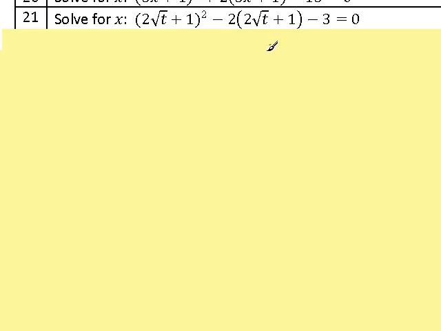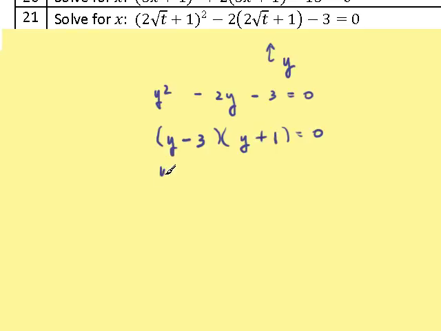Alright, again, quadratic-like. Okay, we're going to put y equals 2 times square root t plus 1, so let's see, we have y squared minus 2y minus 3 equals 0. Factor, we have y minus 3, y plus 1. And the y solutions. Alright, now let's substitute back. And we have 2 square root t plus 1 is equal to 3. 2 square root t plus 1 is equal to minus 1.